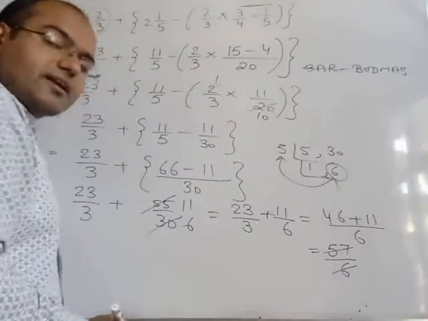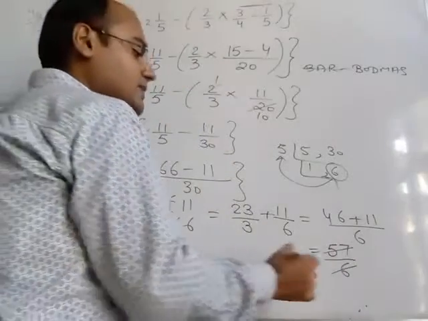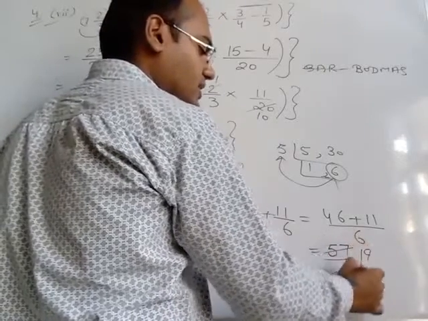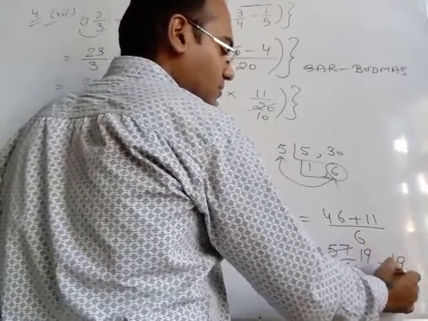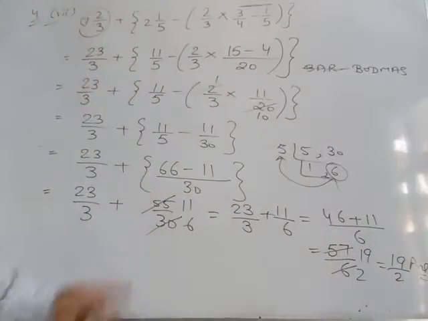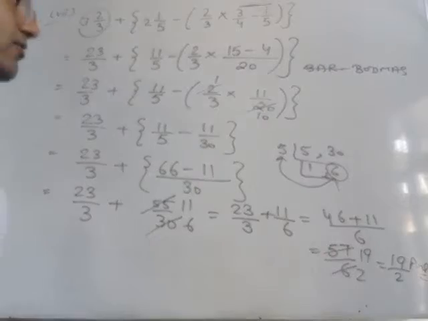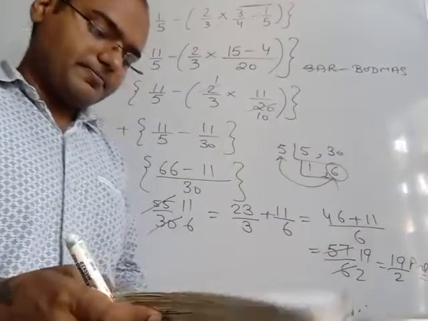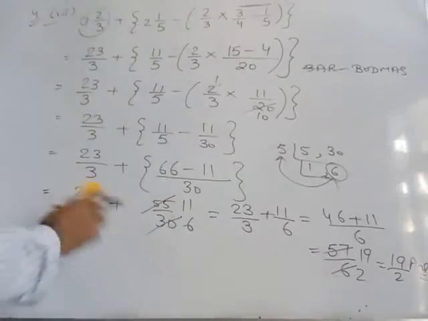Both the numbers will get cancelled with the table of 3. 3 2s are 6, 3 1s are 3, remainder 2, 3 9s are 27. Answer is 19 upon 2. So this is your final answer of part number 7. Now all of you see part number 8. 8th part.